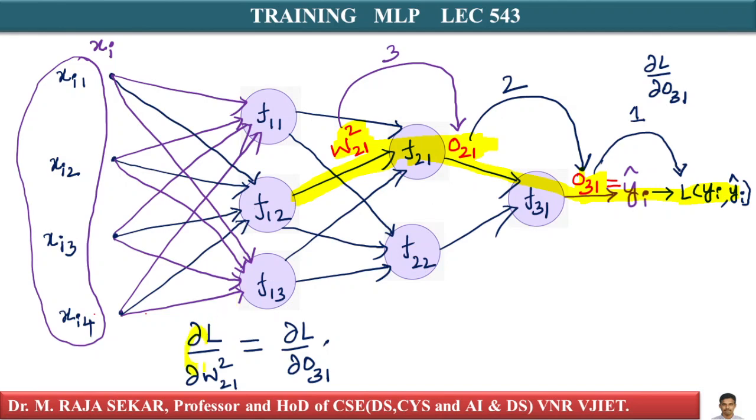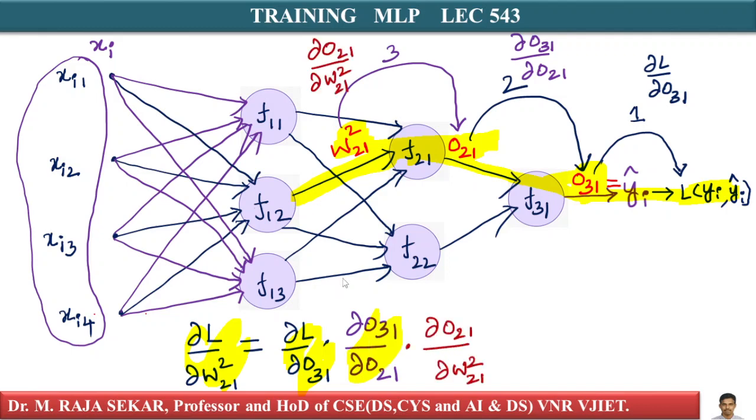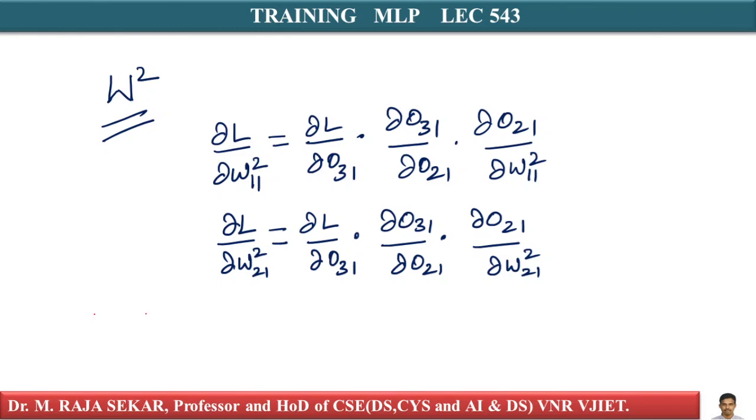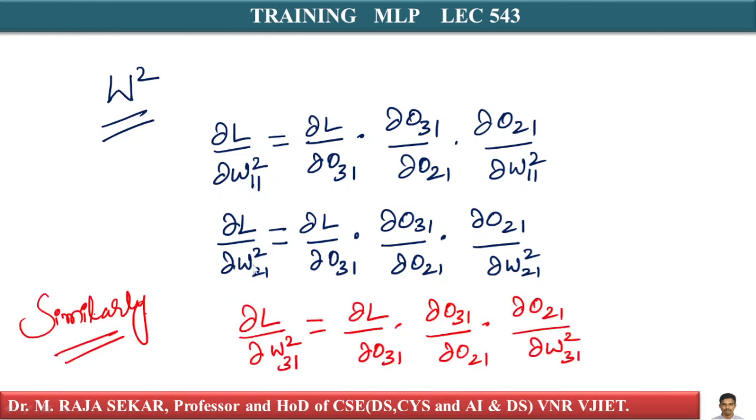Therefore, how can I write ∂L by ∂W221? As L is a function of O31, I am writing ∂L by ∂O31. Again, O31 is a function of O21, therefore I am writing this one. Again O21 is a function of W221, therefore I am writing this one. It's similar. Similarly, I can also write for W231, isn't it? W211 you can write, W221 you can write, and similarly you can write for W231.